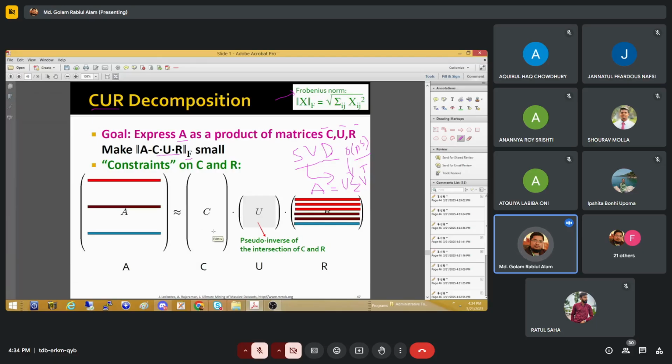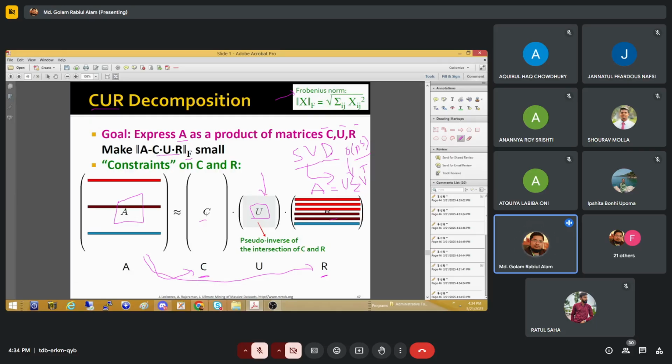What you usually do, if we can discuss it in layman's terms, is this: we have a matrix like A, and this matrix A is our data set. Then we have to select some of the columns from A. This is called C. Then we have to select some of the rows from A, and then we have to find the intersection between these columns and rows, and find the pseudo inverse of that to get U.